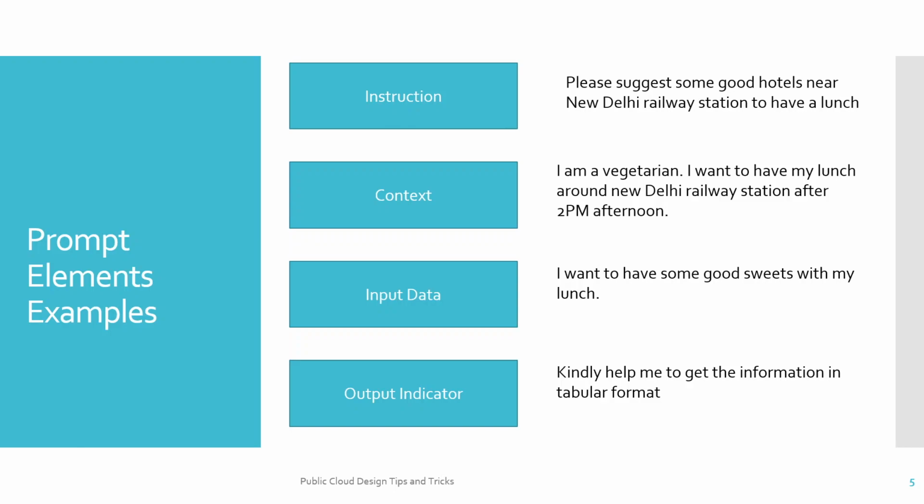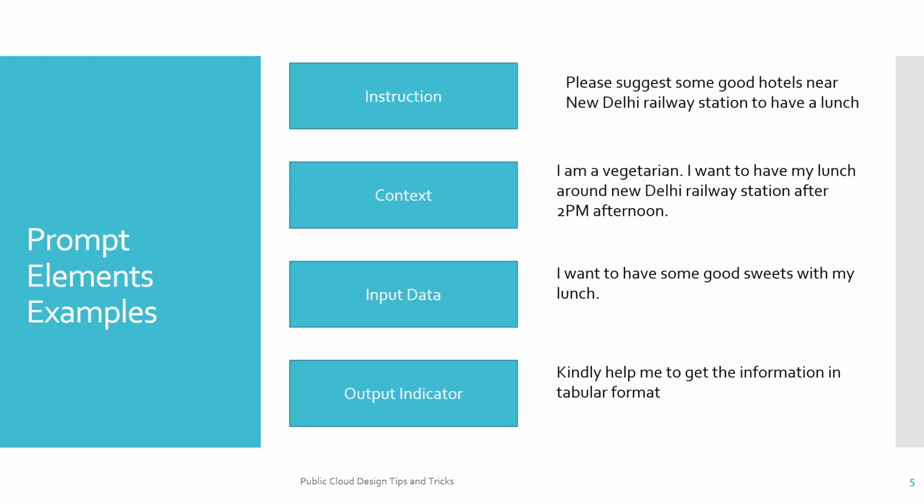Now let's discuss some examples of those elements. Starting with the instruction, I have taken a very simple example: please suggest some good hotels near New Delhi railway station to have lunch. I'm going to New Delhi and will probably reach there at lunchtime, and I want to have my lunch, so I'm asking ChatGPT to suggest some good hotels near the railway station. That is the instruction, or the basic prompt.